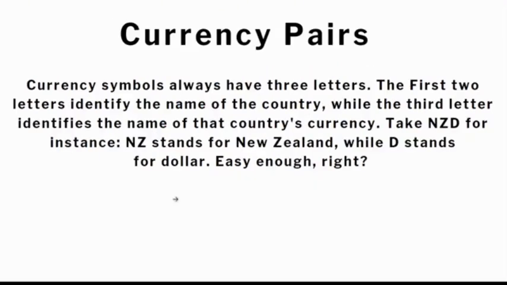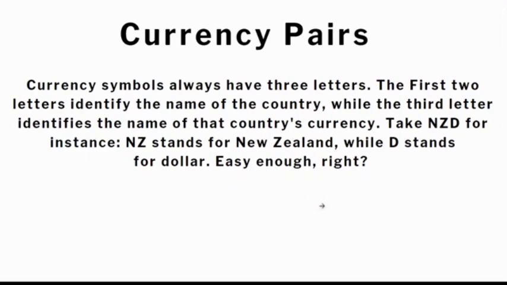Currency symbols always have 3 letters. The first 2 letters identify the name of the country, while the third letter identifies the name of that country's currency. Take the New Zealand dollar, for example. You can see NZD. NZ stands for New Zealand, while the D stands for dollar.